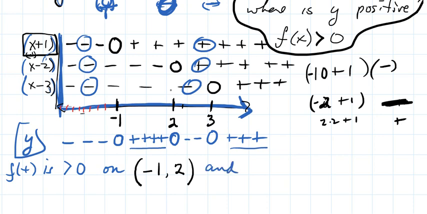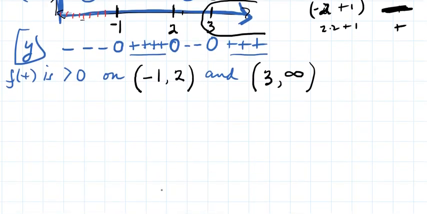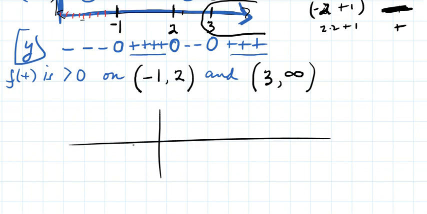And also, where else is y positive? What's the interval here? 3 and infinity. Round bracket from 3 comma to infinity. So what that means is we don't know the exact values here, but we have a ballpark.